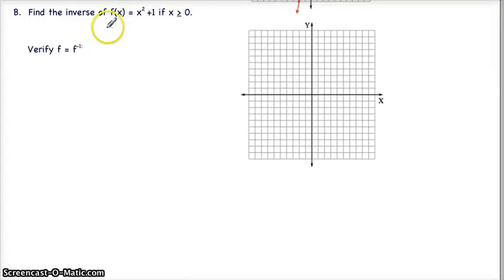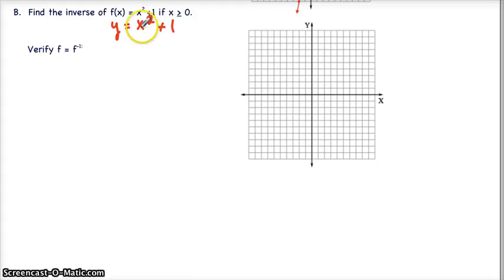Let's take a look at example B in section 1.8. Find the inverse of f of x equals x squared plus 1 if x is greater than or equal to 0. Remember, to find the inverse, we begin by rewriting the given function as y equals rather than f of x, so we get it out of that functional notation.